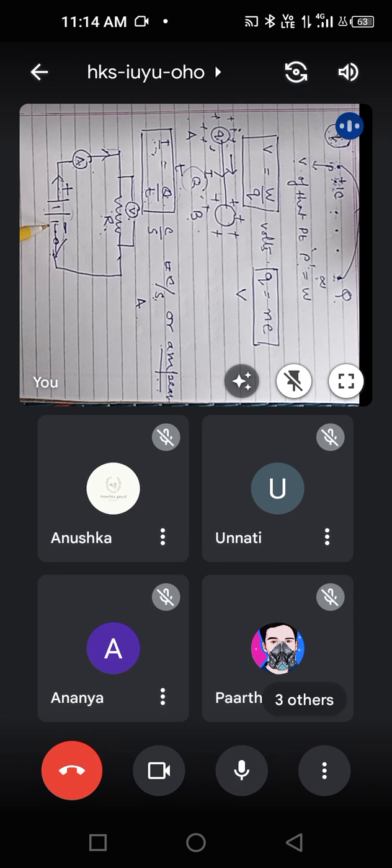This is called a battery. Battery has two terminals. The bigger one is positive, the smaller one is negative. When the current flows from here, it flows in this direction, passes through the resistance and then comes back to this. This voltmeter records the potential difference and this records the current. So here V is there and I is there.